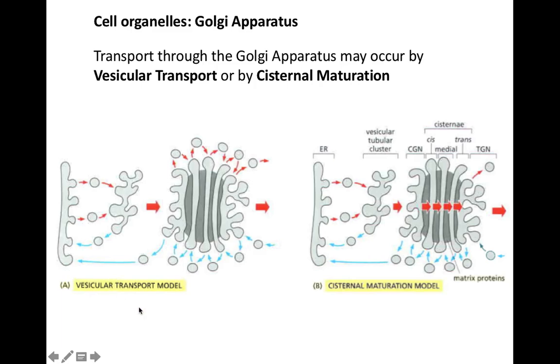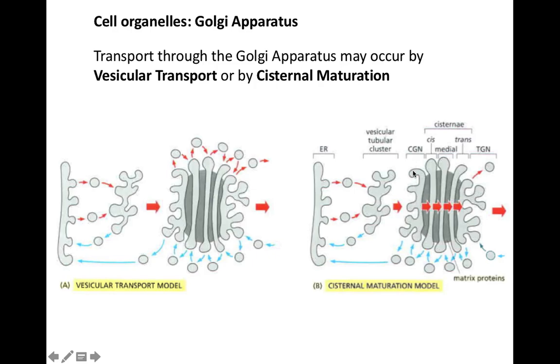That's why this is known as the vesicular transport model. Another model states that this is not the case, but rather that the ER produces these vesicles. These vesicles fuse together to form a vesicular tubular cluster. So this is the cluster, and this cluster fuses with the Golgi apparatus, and this becomes the cis Golgi network.